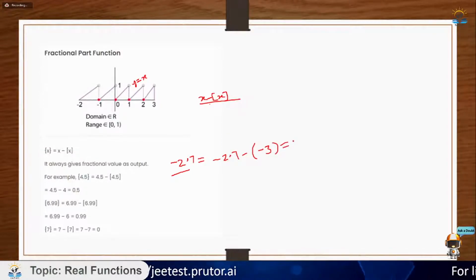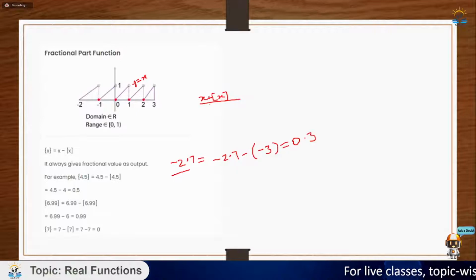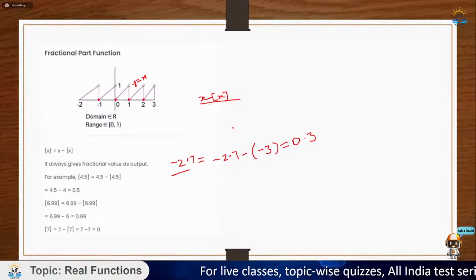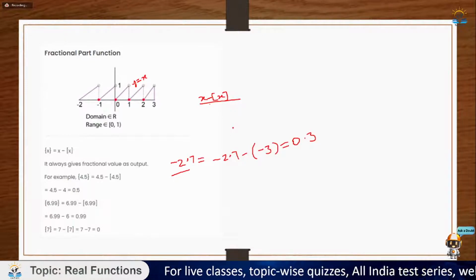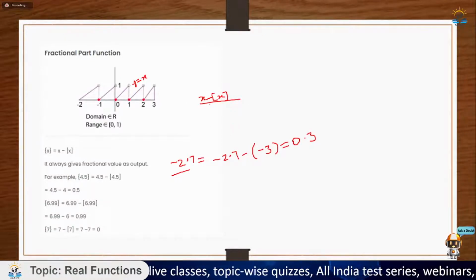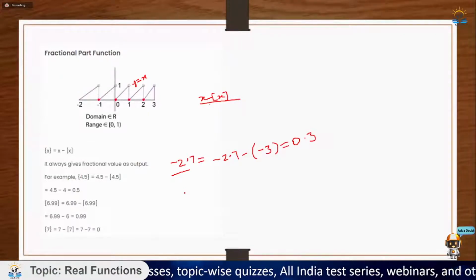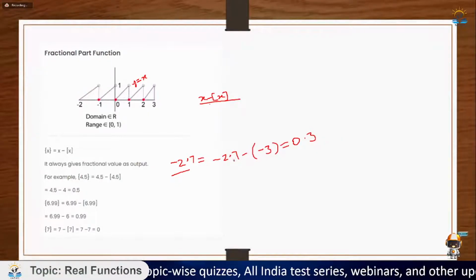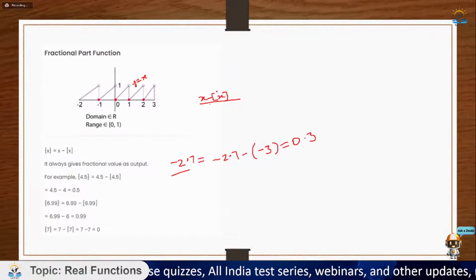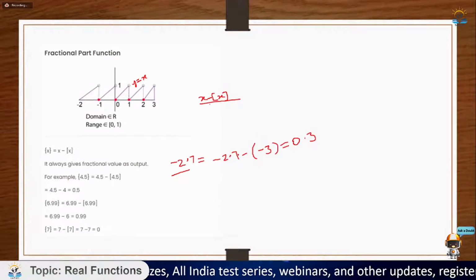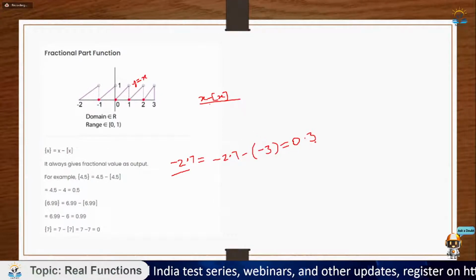Please remember this thing. For negative numbers, your answer would be something like this. Why? Because the definition is x minus greatest integer function of x. So for negative numbers, it would not be 0.7, it would be 0.3. The 0.7 is what you would get directly, but you subtract that from 1. So 0.3 would be your answer, because you want to do x minus GIF of x. For -2.7, x is -2.7 only, the greatest integer function of x would be -3, so -2.7 plus 3, you will get 0.3 as your answer.